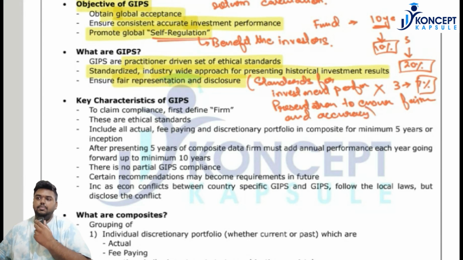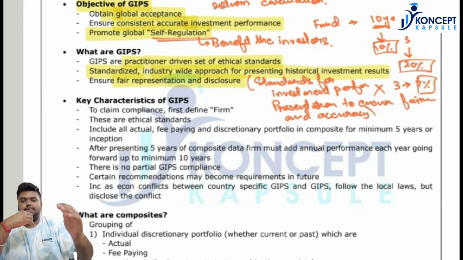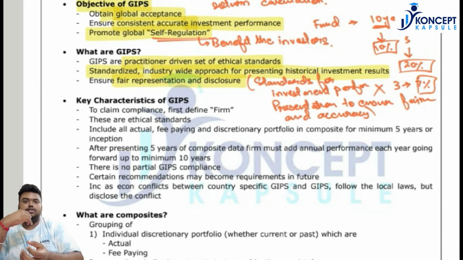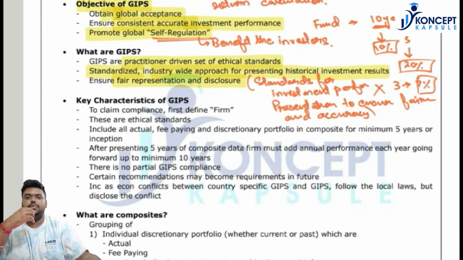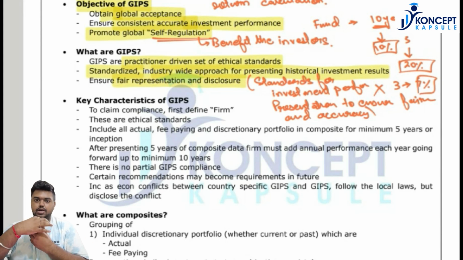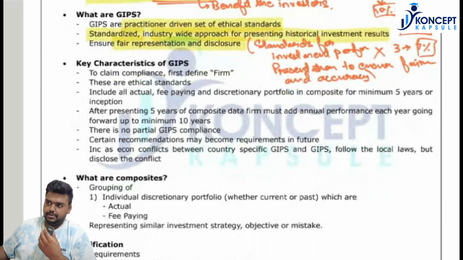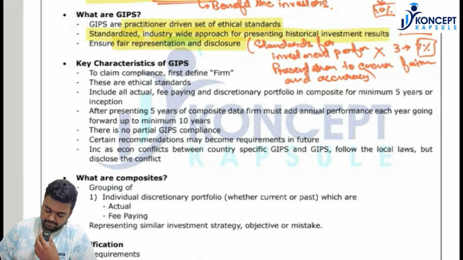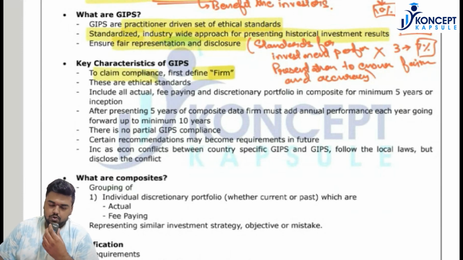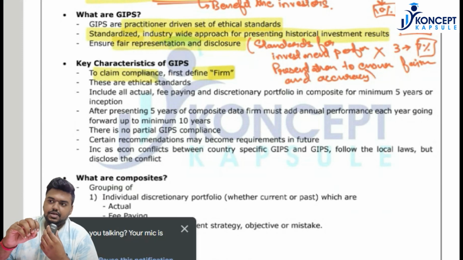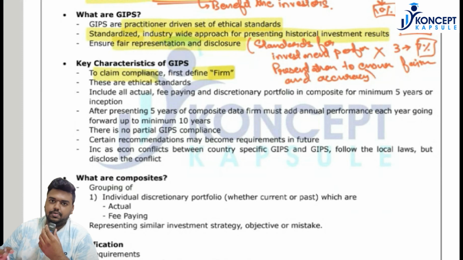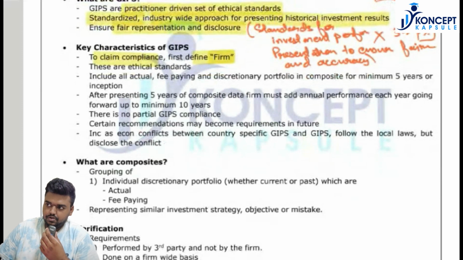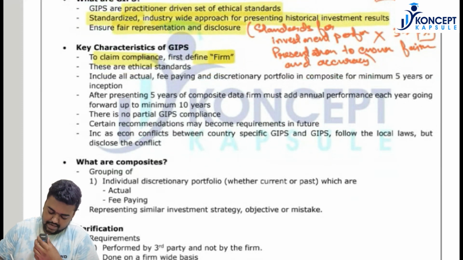So I'm sure by reading these three subheads, why they were created, objectives, and what is GIPS, you now have a sense as to what was the reason for developing GIPS. Right? Now let us go into pretty straightforward topics. Key characteristics of GIPS. To claim compliance, first define the firm. Okay. So GIPS says that if you have to say whether the compliance is happening or not, we have to define a firm. Okay. They are ethical standards, correct?